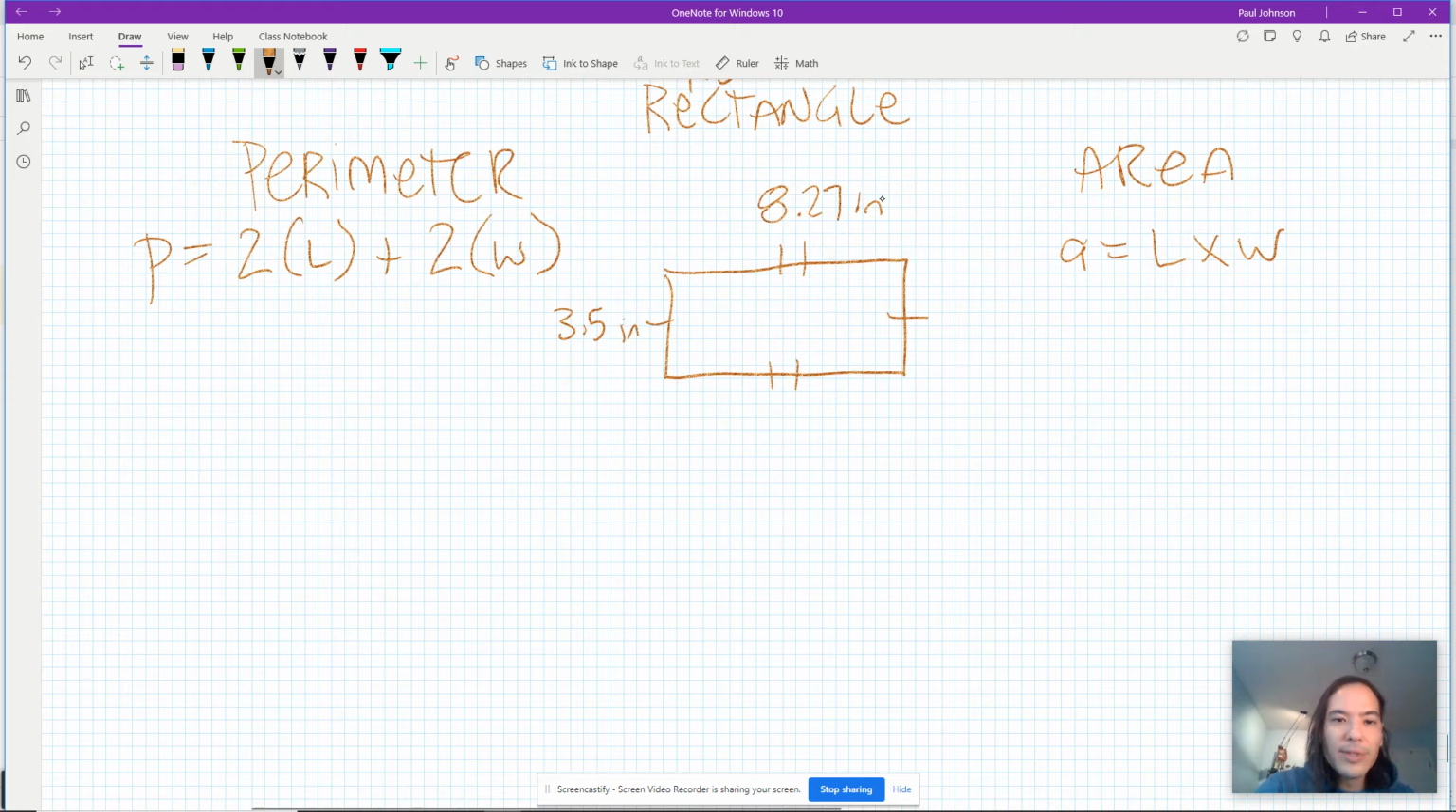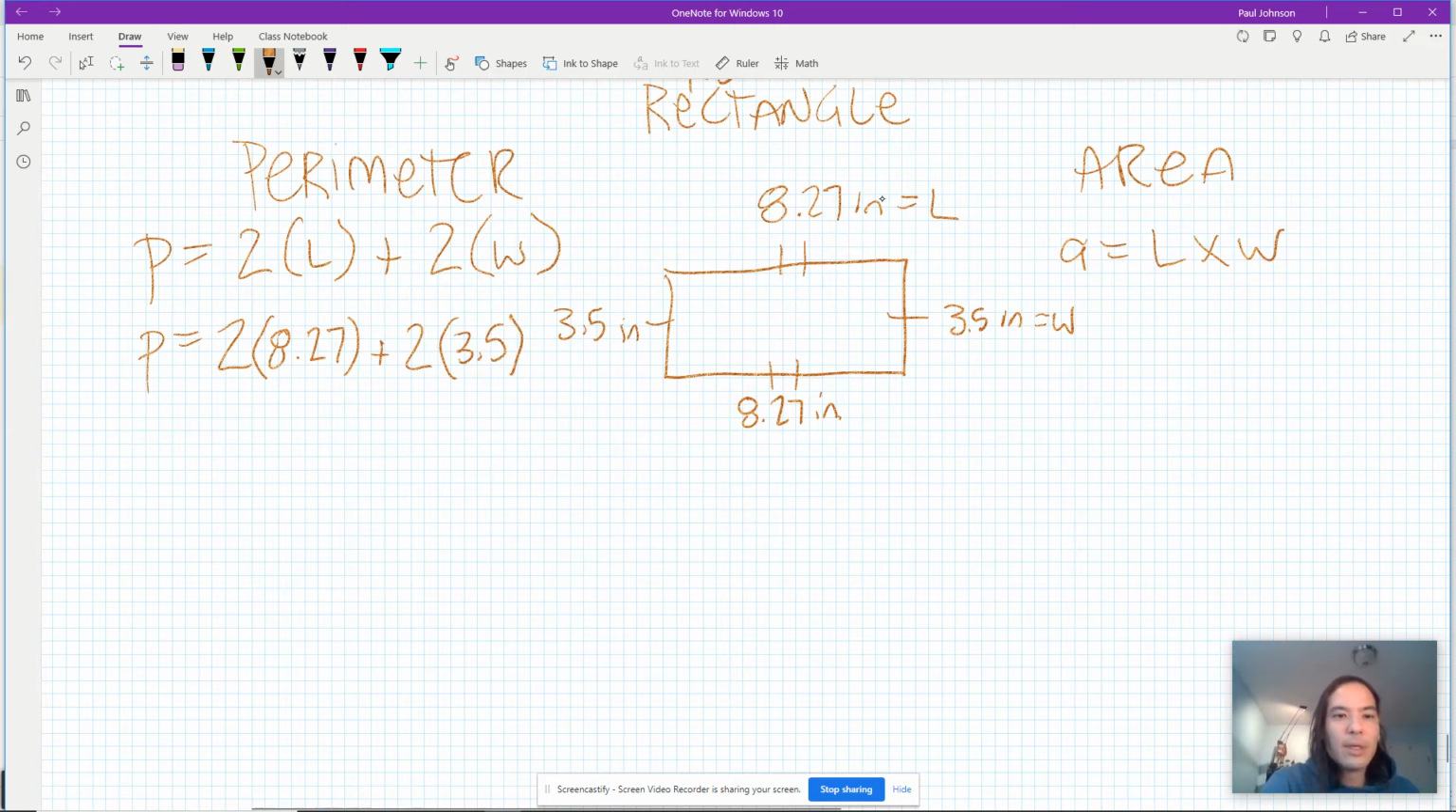All right. If it helps you to visualize, go ahead and write the opposite sides just so you can see them all. So perimeter is equal to, 8 and 27/100 inches is our length, 3 and 5/10 inches is our width. So what we're going to say is 2 times 8 and 27/100 plus 2 times 3 and 5/10. And that should tell us our perimeter. And the reason why we're multiplying, remember, is because there's two sides that are 8 and 27/100, there's two sides that are 3 and 5/10, and we're just adding all of this together.